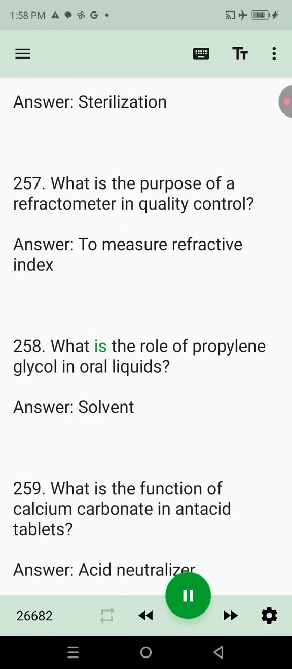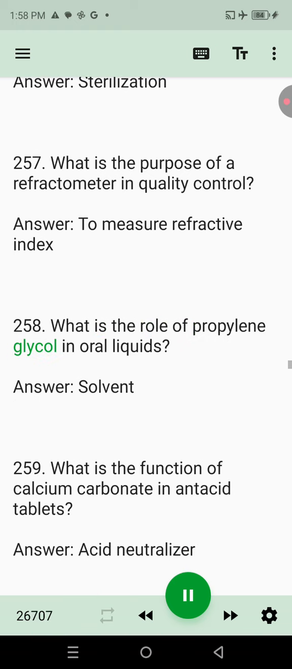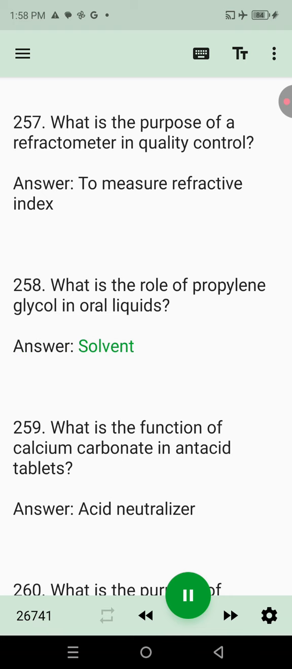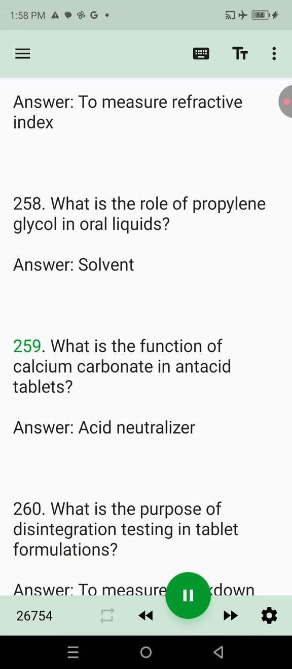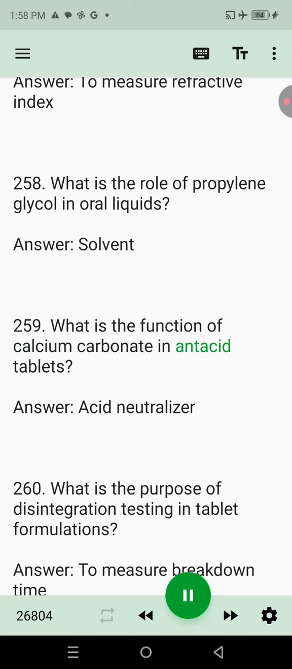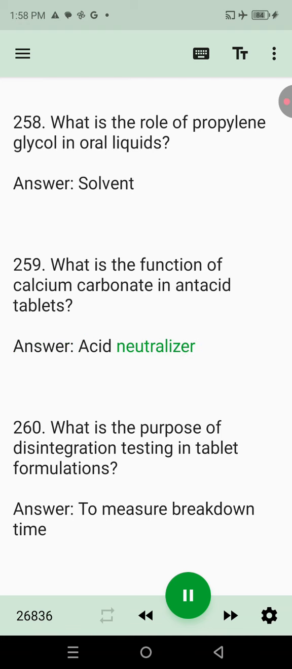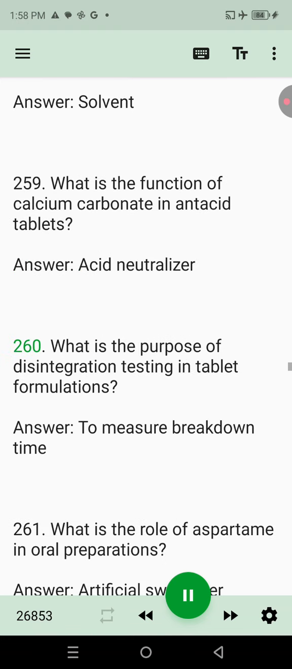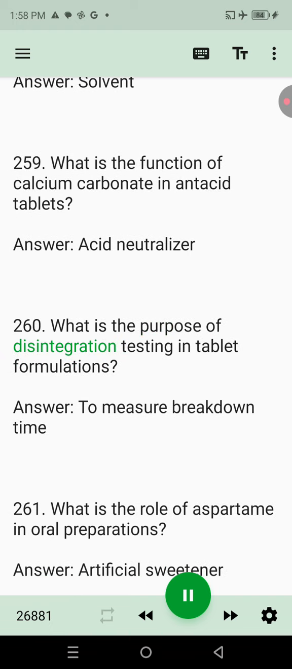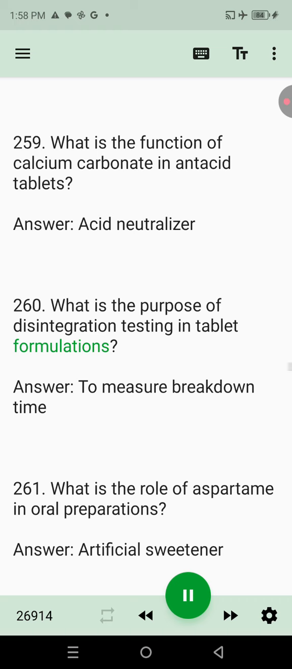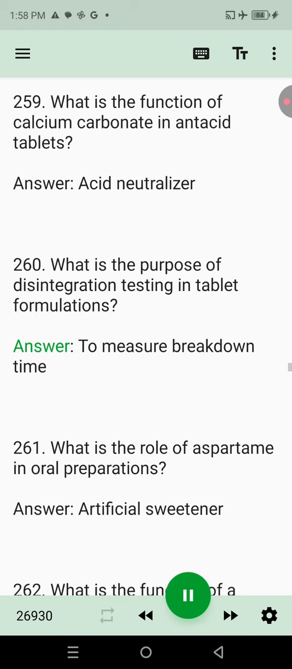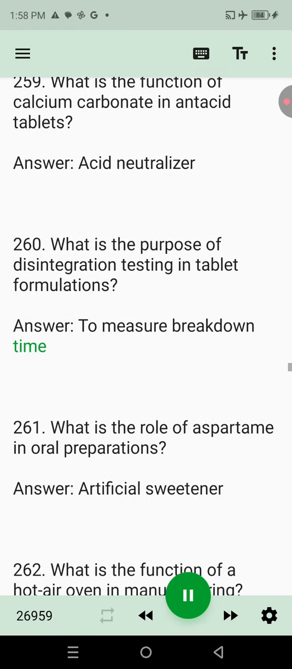258. What is the role of propylene glycol in oral liquids? Answer. Solvent. 259. What is the function of calcium carbonate in antacid tablets? Answer. Acid neutralizer. 260. What is the purpose of disintegration testing in tablet formulations? Answer. To measure breakdown time.